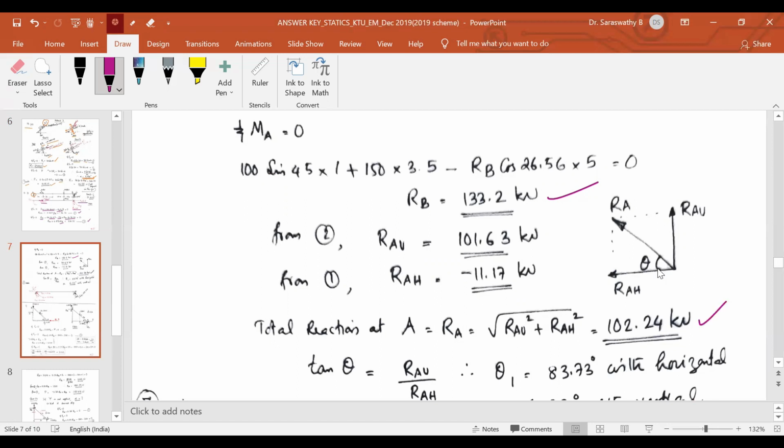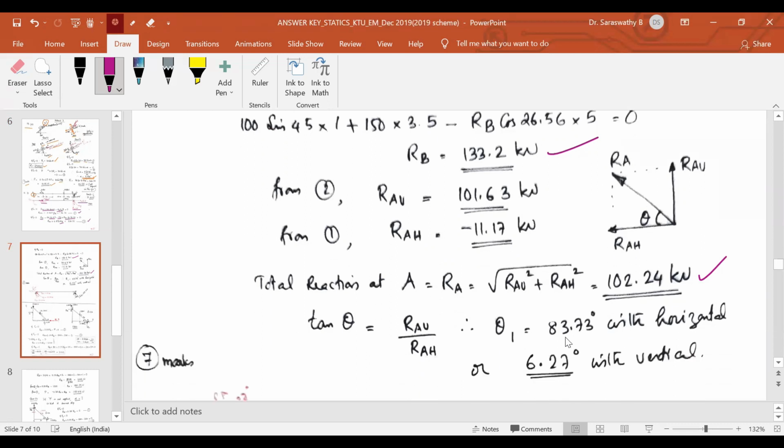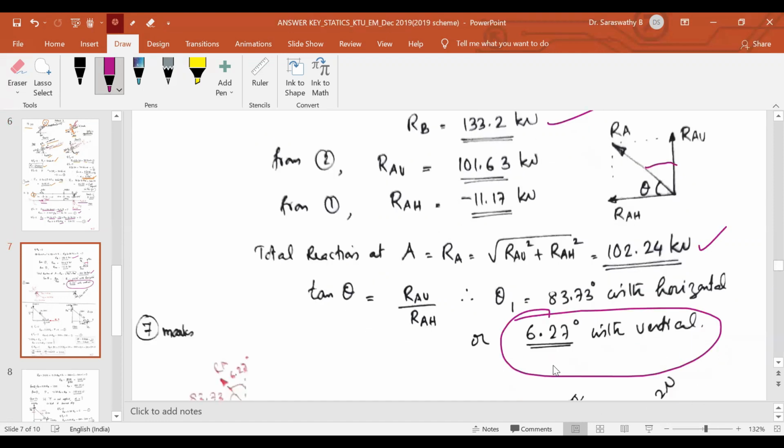Angle which it makes with horizontal, theta is equal to vertical by horizontal. So we'll get theta 83.73 degrees with horizontal. Or if you want the resultant, what angle it makes with vertical, 90 minus theta. 90 minus 83 will give you 6.27 with vertical. I mentioned this because in most of the answer keys, they give the answer with vertical also.